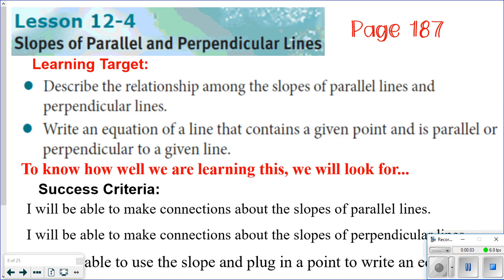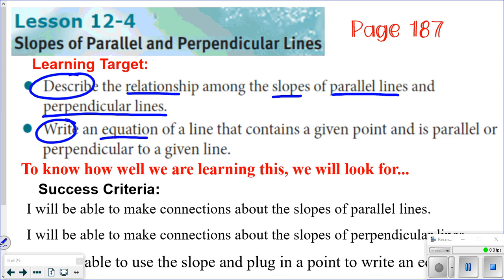Everyone, go ahead and open your books to page 187. We're going to be in lesson 12.4 talking about slopes of parallel and perpendicular lines. Describe the relationship among the slopes of parallel lines and perpendicular lines. And then we're also going to focus on writing an equation of a line that contains a given point.